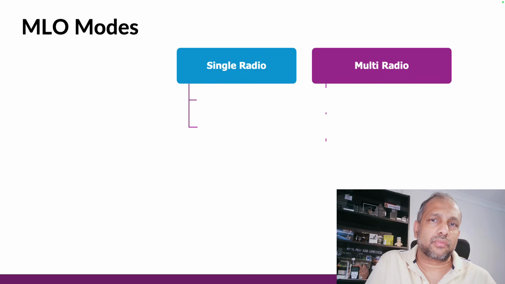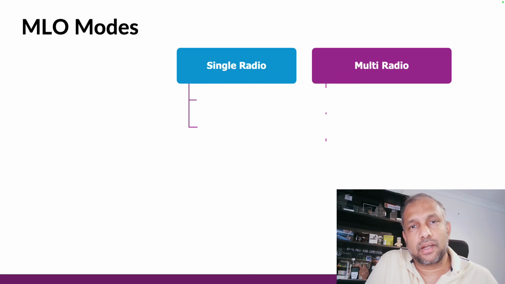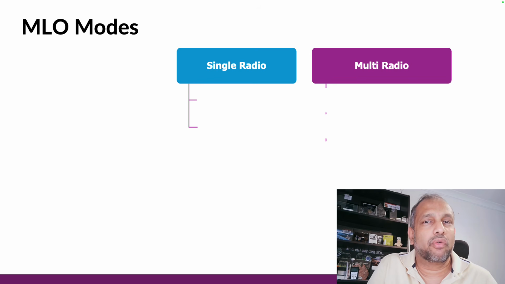Now, in multi-link, there are two main scenarios. One we call multi-link single radio. That means your client device has only one radio, but sometimes if it is an advanced radio, it can break into two lower capable radios. That's what we call enhanced mode, where you can change the physical radio into logical radios, from a software point of view.